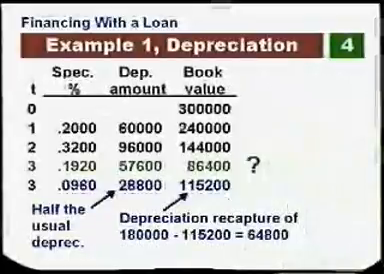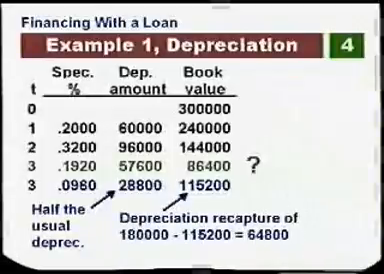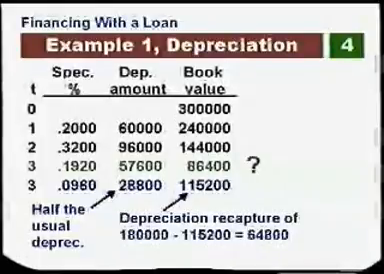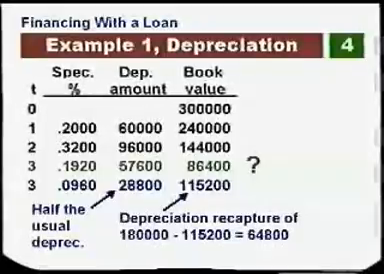Because we're selling this asset for more than the book value, we're selling it for $180,000 after the 3rd year. The difference between the selling price, $180,000, and the book value, $115,200, gives us a depreciation recapture of $64,800. That, of course, has to be added to the taxable income.